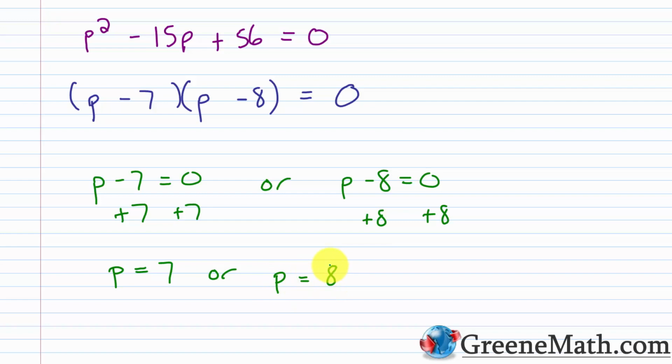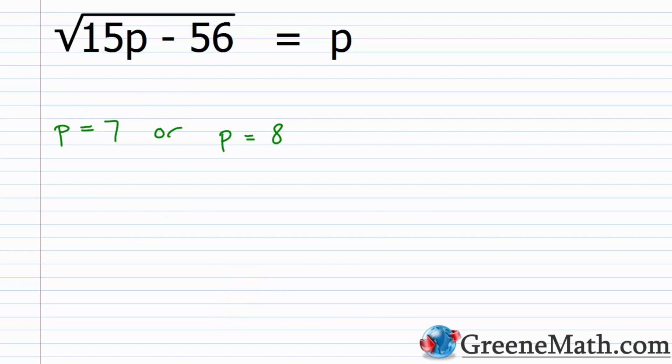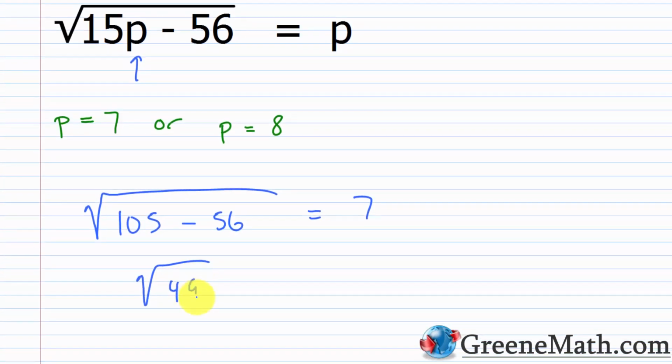Now, we're not done because we need to check this in the original equation. So if I plug in a 7 for p there, I would have the square root of 15 times 7, which is 105, minus 56, and this should be equal to 7. So 105 minus 56 is 49. We know that the square root of 49 is 7, right? This would give me 7 equals 7. So that's a valid solution.